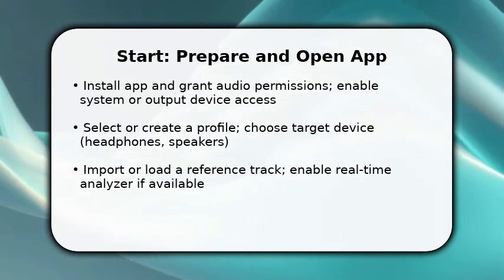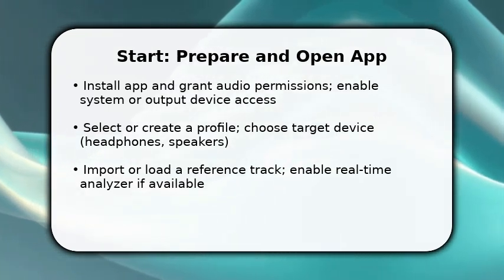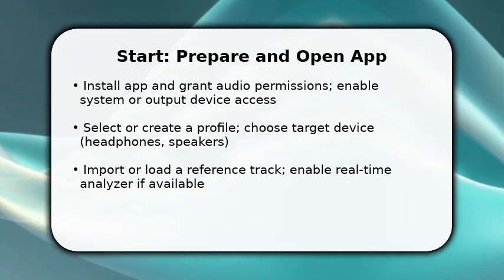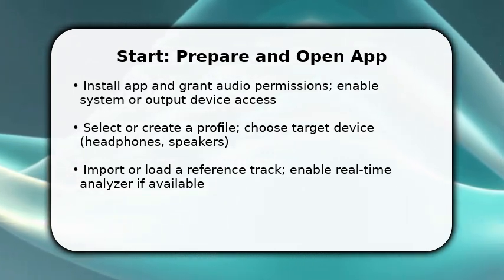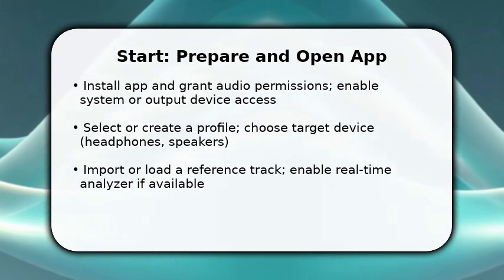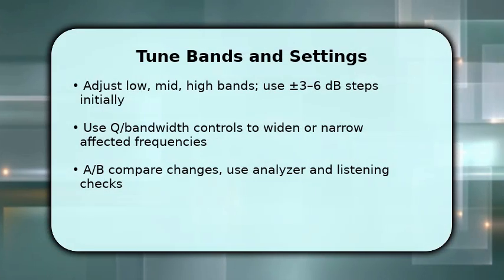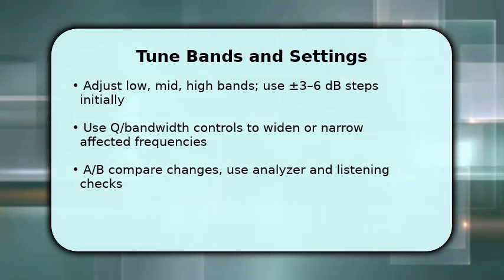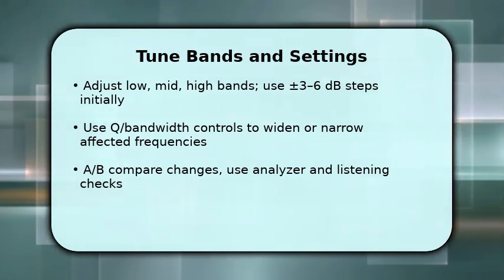Now set the app to neutral or flat preset so you begin from 0, then move to the next step where you make deliberate band adjustments. You focus on the middle of the process by adjusting frequency bands and the Q control to shape sound. Start with small plus or minus 3 to 6 dB moves and listen after each change.